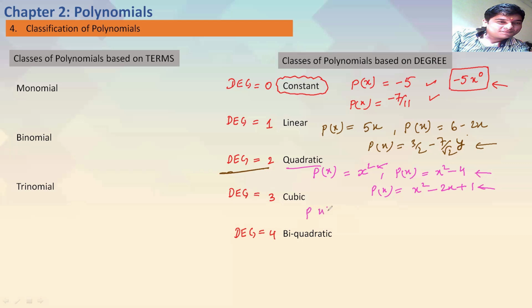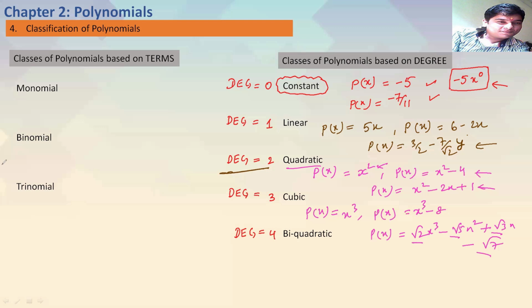Similarly, we will have cubic polynomials like p(x) is equal to x cubed. The simplest one will be this. Then it may get a little larger, like x cubed minus 8. It may get as big as this: p(x) is equal to root 2 x cubed minus root 5 x squared plus root 3 x minus root 7. All of the coefficients have roots, but the power on the variable is a whole number only. So this is a cubic, because it has the highest power 3.